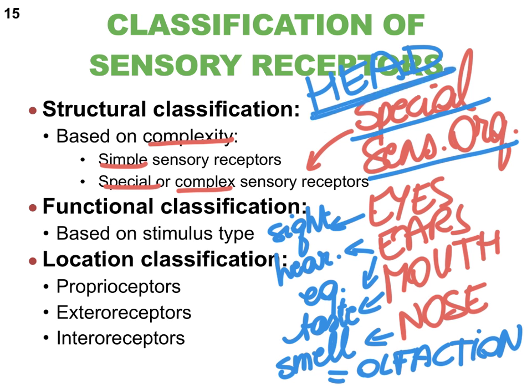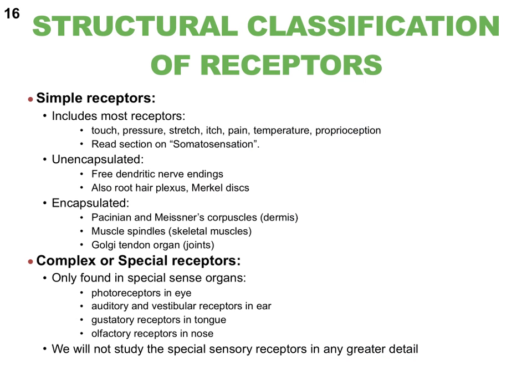Your simple sensory receptors, on the other hand, are distributed all over the body. And we're going to focus on them the most. So that is one way to classify the receptors. We look at their complexity, their anatomical or structural complexity. We can also classify them based on what stimulus they respond to or even their location. So let's do all that.